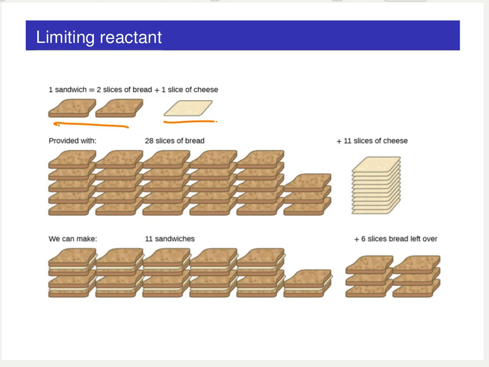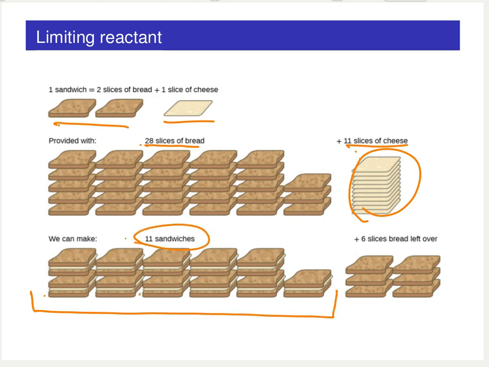So let's suppose we have a situation where we're given 28 slices of bread and 11 slices of cheese. In this scenario, we can start making our cheese sandwiches, but as soon as we use up all 11 slices of cheese making our 11 sandwiches, we're not going to be able to make any more sandwiches, and we are going to have a total of 6 slices of bread left over.